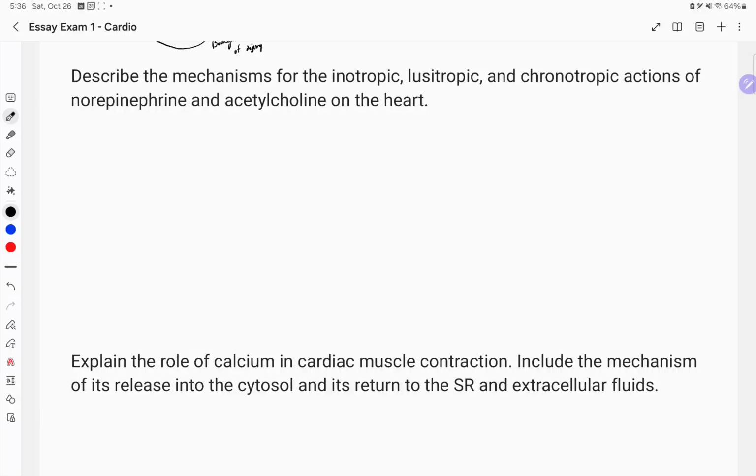So, if we're looking at inotropic, lusitropic, chronotropic, right? I'm going to talk about inotropic and lusitropic. Well, let's start with the beta 1 adrenergic receptor. So we have beta 1.